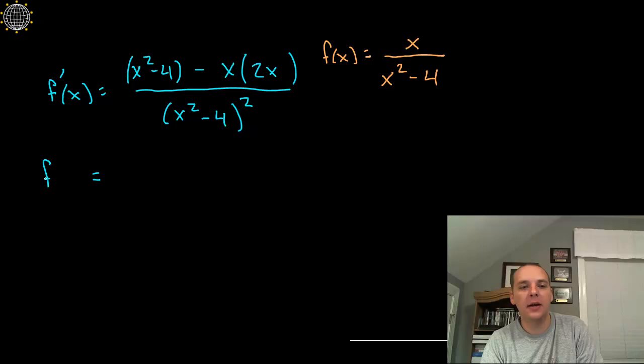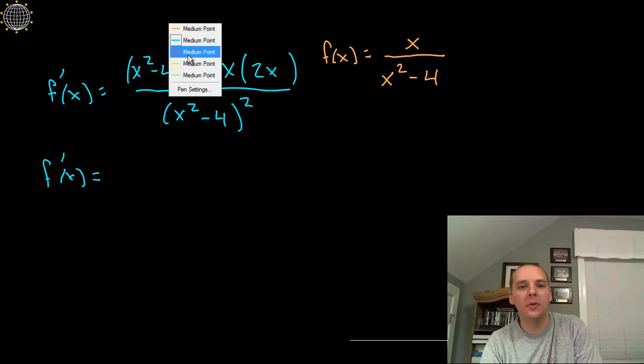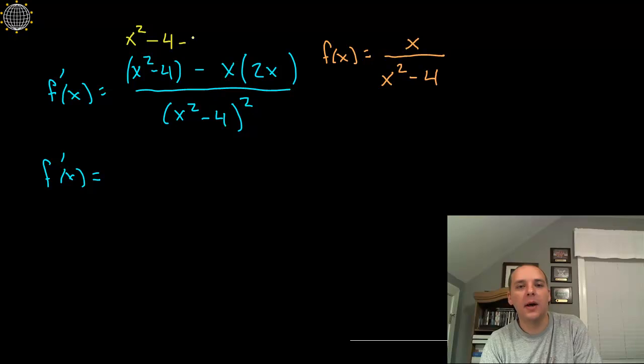This will simplify, I believe, to, if you look at the numerator, and here I'll just jot this real quickly, x squared minus 4 minus 2x squared. Now the x squared and the minus 2x squared would give you a negative x squared.